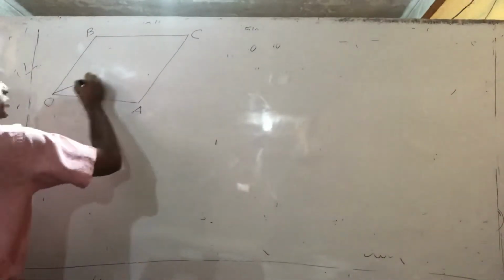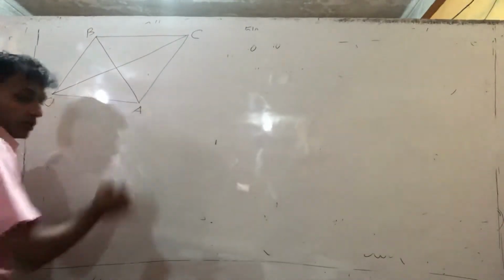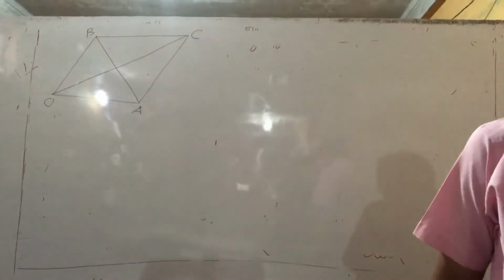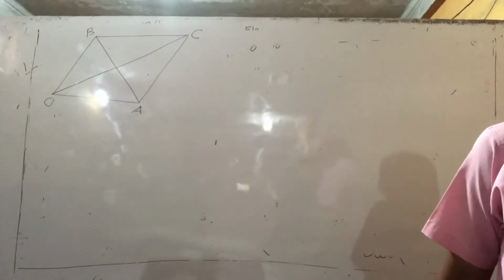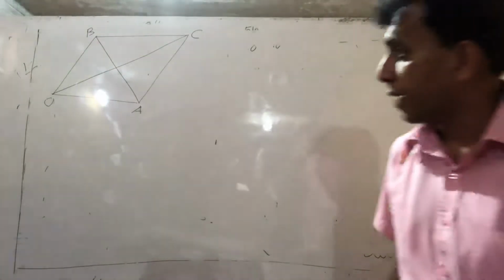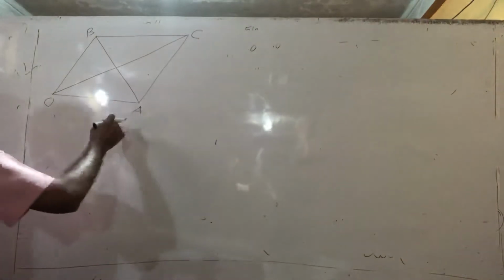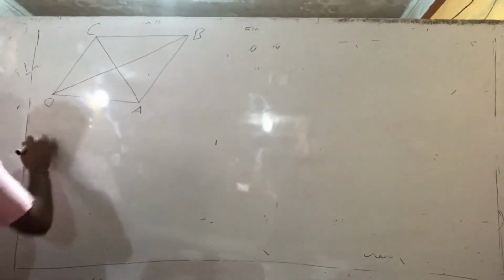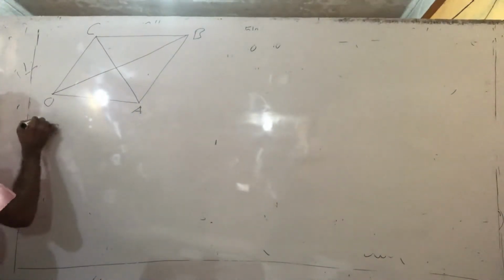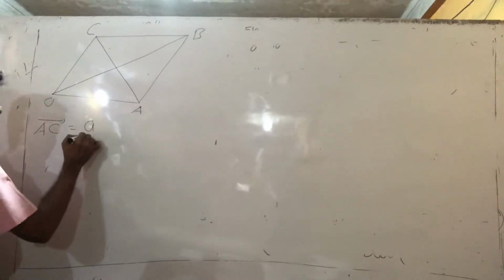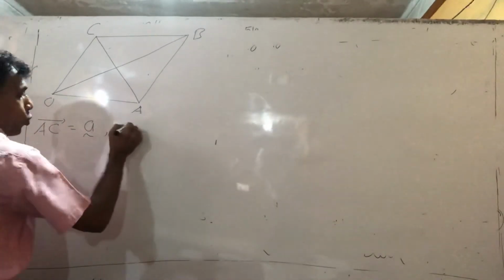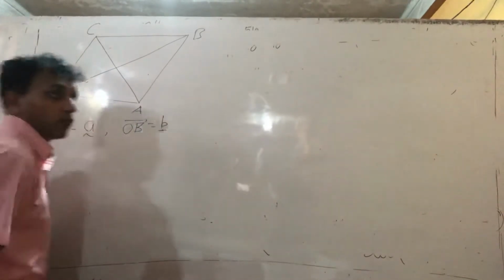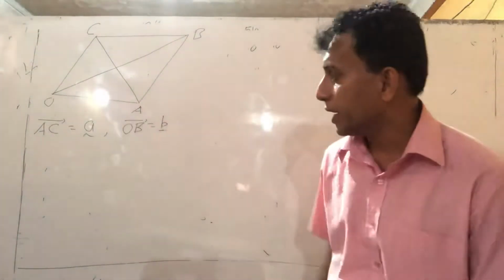So the 2 diagonal vectors are given, A and B. Vector A and vector B are 2 diagonal vectors of a given parallelogram, right? If I say this is one mark there, so A is, no matter, this is okay. So can I say the AC vector is A, okay, and OB vector is B. The 2 diagonal vectors given are A and B, right?